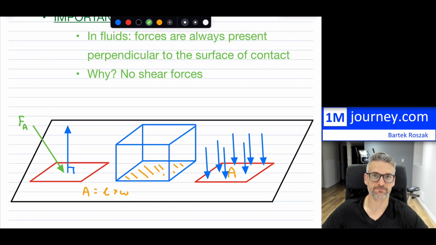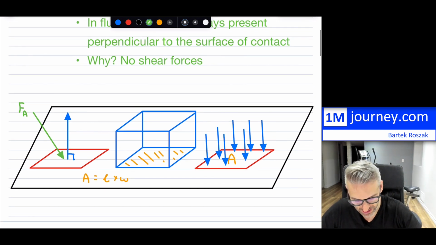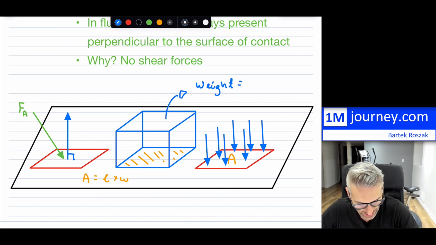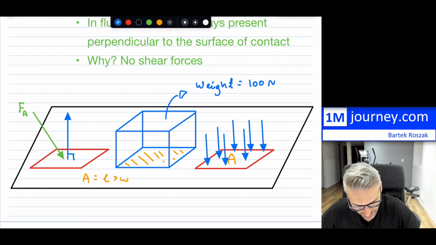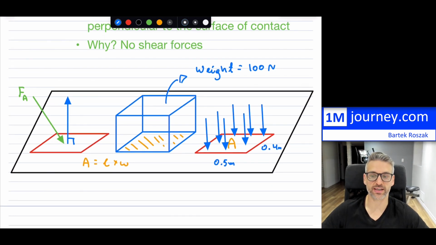So, to give you an example, let's imagine that this box had a weight, and this weight was, let's say, 100 newtons. So that would be our force, spread over the surface. And if someone said that this particular box is half a meter right here by, let's say, 0.4 meters, we can find out what the actual area is by multiplying length times width. And then we can find out what the actual force would be there.